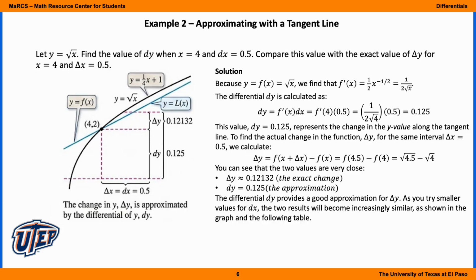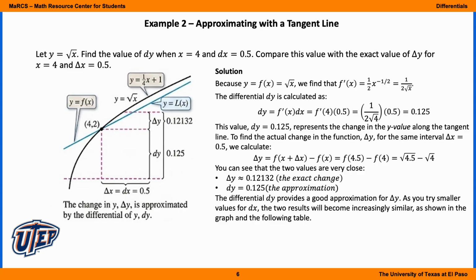So here's an example where y is equal to the square root of x, and we are told to find the value of dy when x is equal to 4 and dx is equal to 0.5. We are then told to compare this value with the exact value of delta y for x equal to 4 and delta x equal to 0.5. So because y is the same thing as saying f of x, then we have f of x is equal to the square root of x.